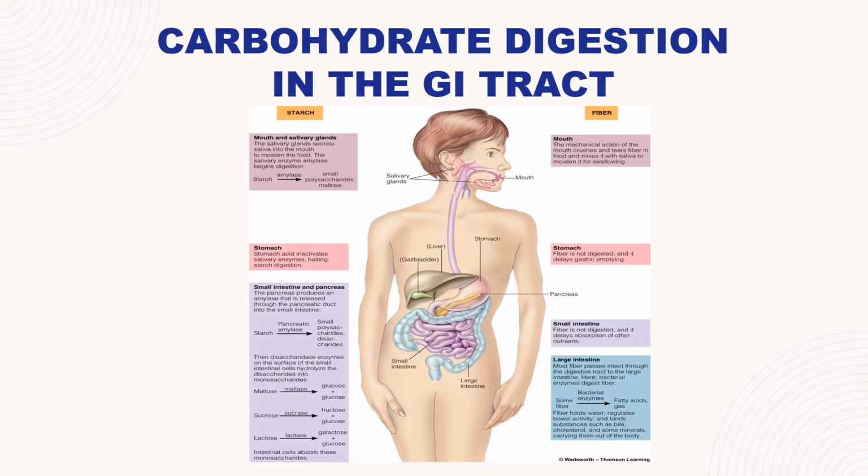So in this slide we can see how carbohydrate digestion takes place in the GI tract. This side is for starch and this is for fiber. Digestion and breaking of starch starts from the mouth and salivary glands, then goes to the stomach, then to the small intestine and pancreas. In case of fiber, it also starts from the mouth, then goes to the stomach and small intestine and then the large intestine.